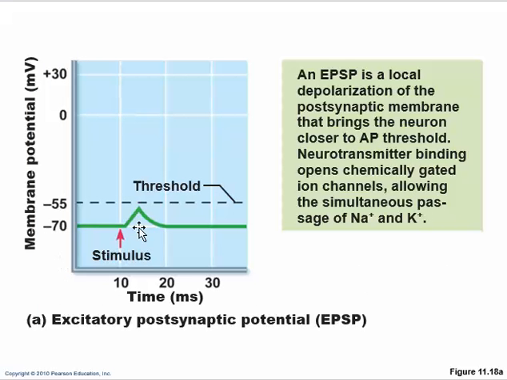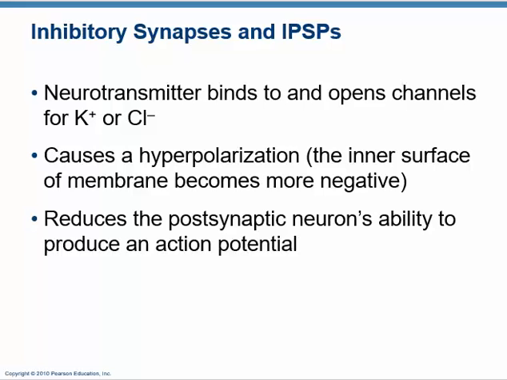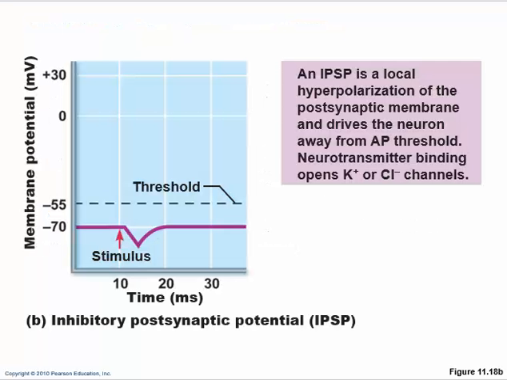So this one didn't reach the threshold. Inhibitory: the neurotransmitter binds to and opens channels for potassium, and that causes a hyperpolarization. We remember the hyperpolarization moves you away from threshold, so it's more difficult to reach threshold. So it actually inhibits the postsynaptic neuron's ability to have the action potential. That's why it's an IPSP, inhibitory postsynaptic potential, and it causes hyperpolarization.